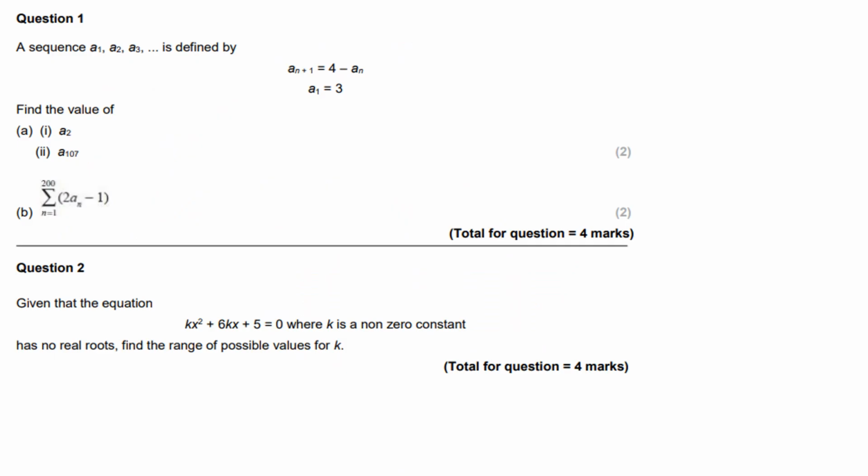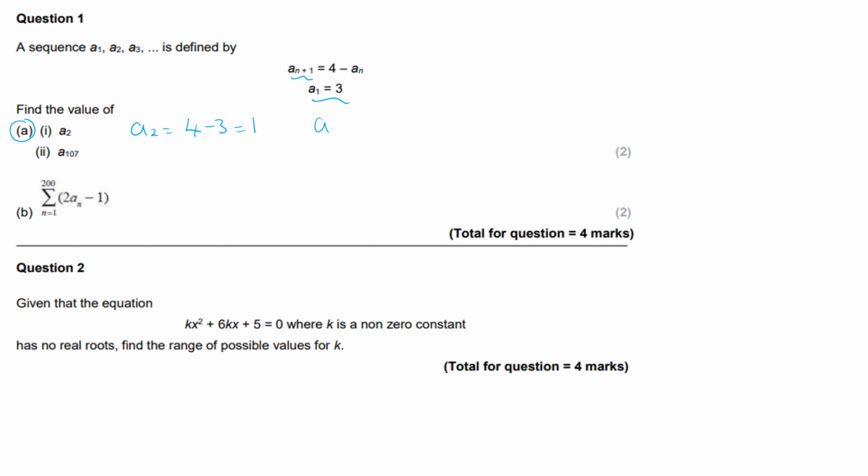So here we go with question 1. We've got this sequence being described with the letter A. We can see it's a recurrence relationship because what do we do with the one before? We need to do 4 minus the previous term. So if A1 is 3, finding the second term is just going to put it in that recurrence formula. It's going to be 4 minus 3, which is equal to 1.